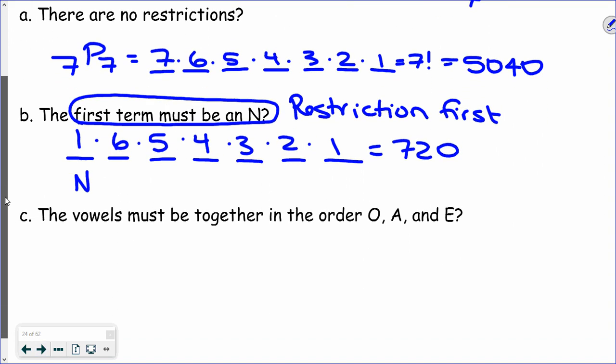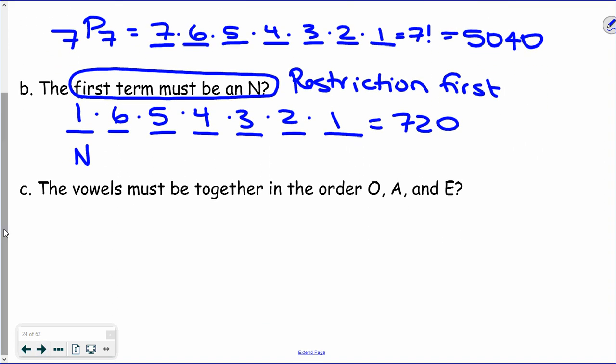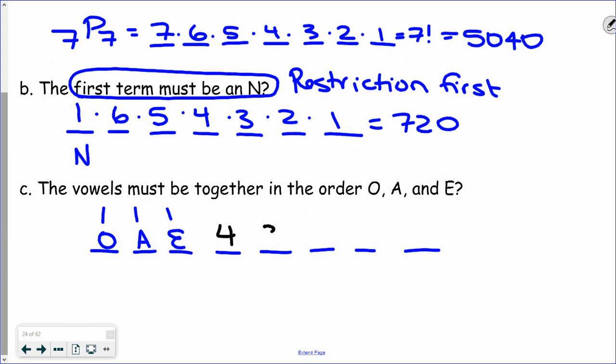C is another restriction, and it's by far the hardest restriction in this example. It says that the vowels O, A, and E have to be together in that order. So right away, as soon as I see there are restrictions, I start with my fundamental counting principle. 7 blanks. It tells me that the O, then the A, then the E have to go together. It doesn't tell me where in the lineup they need to go, so I always start with them going first. So there's only one option for the O, one for the A, and one for the E. That leaves me with 4 letters: 4 options here, 3 options here, 2 options here, and 1 option here.